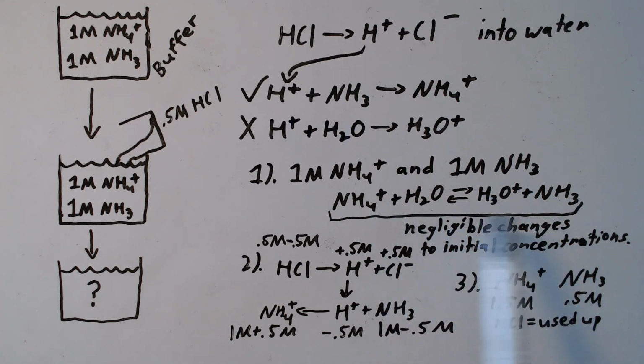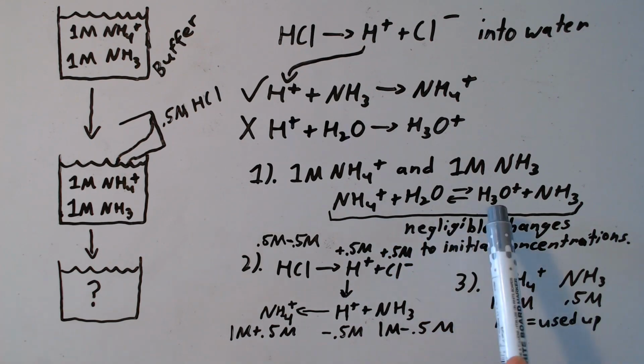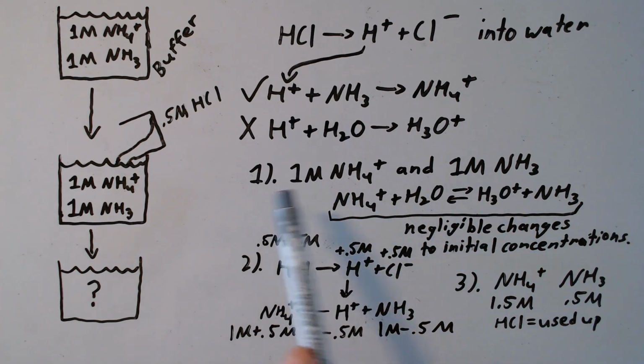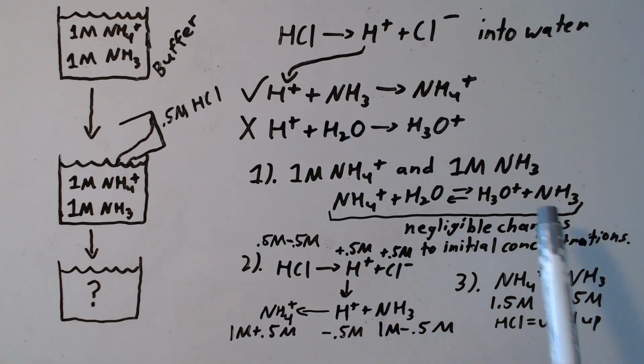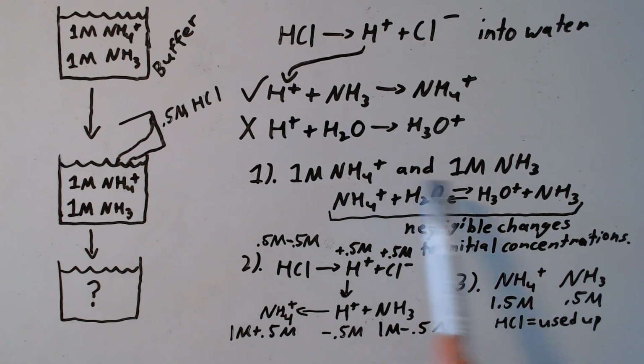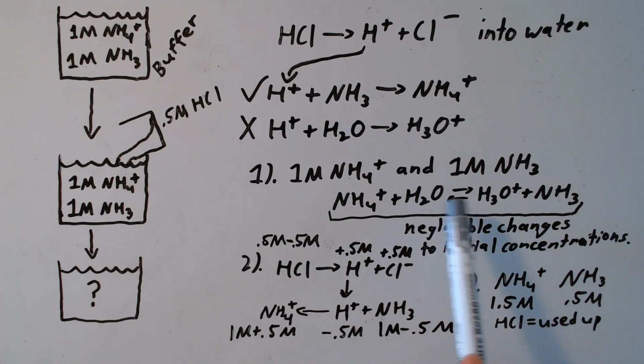So because they are weak, these reactions don't really change their initial concentrations. This 1 molar and this 1 molar remains constant because they're going back and forth in such little amounts that these 1 molar concentrations remain constant.